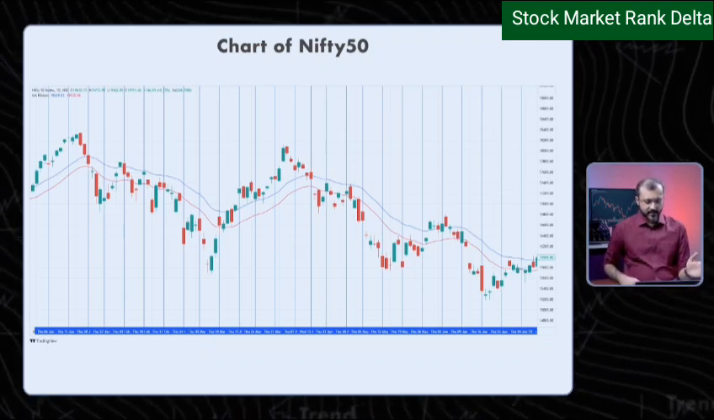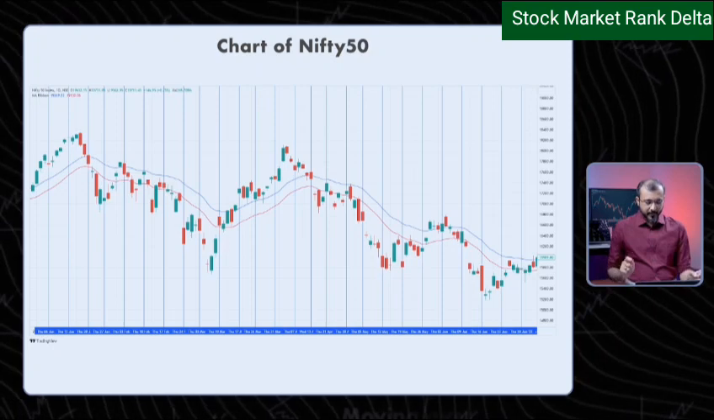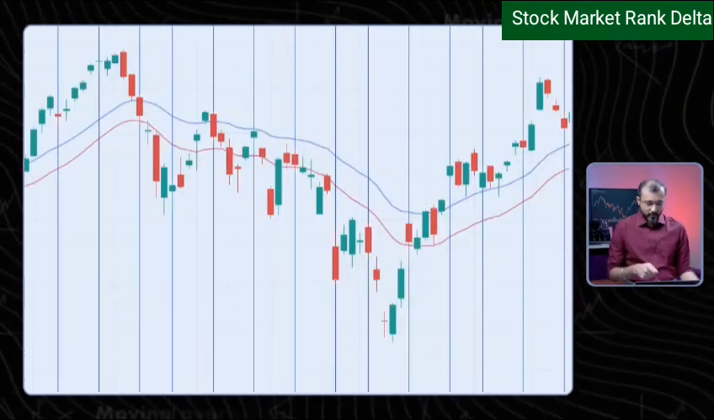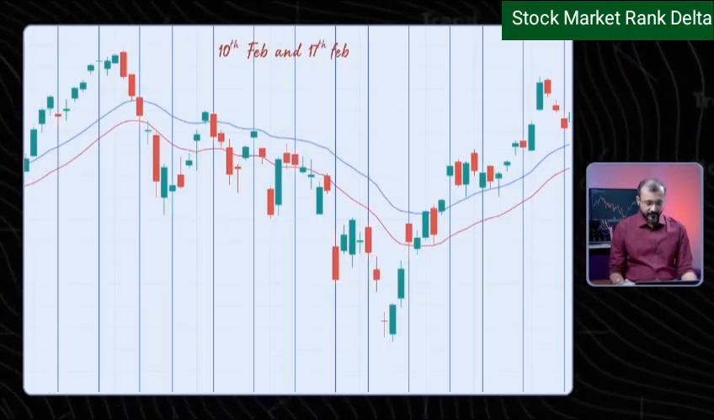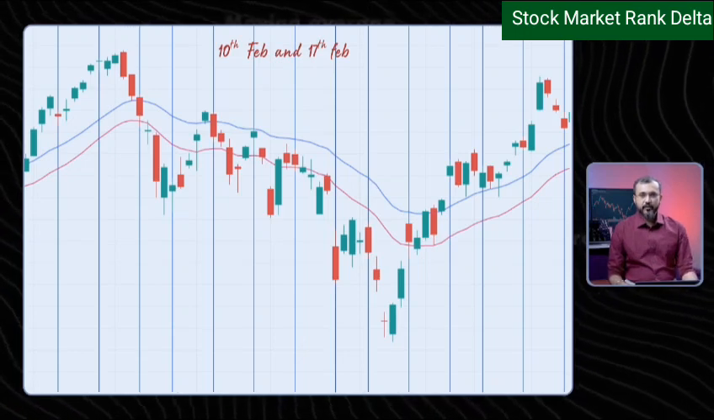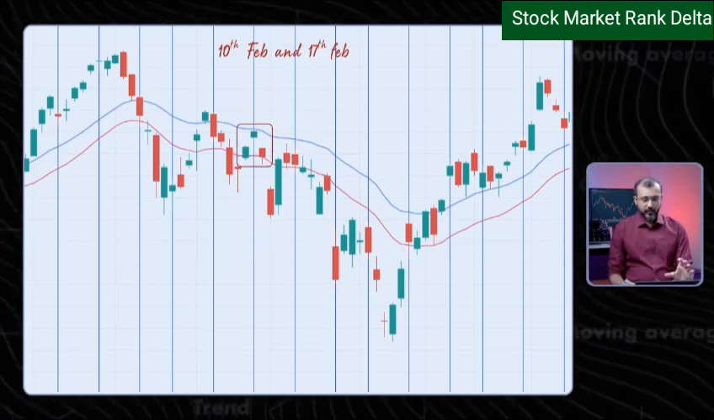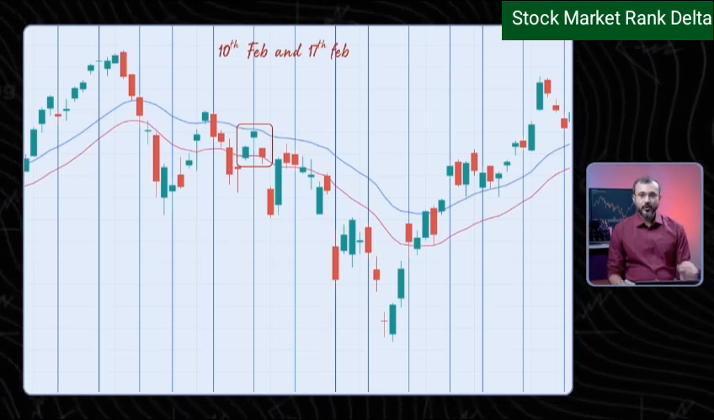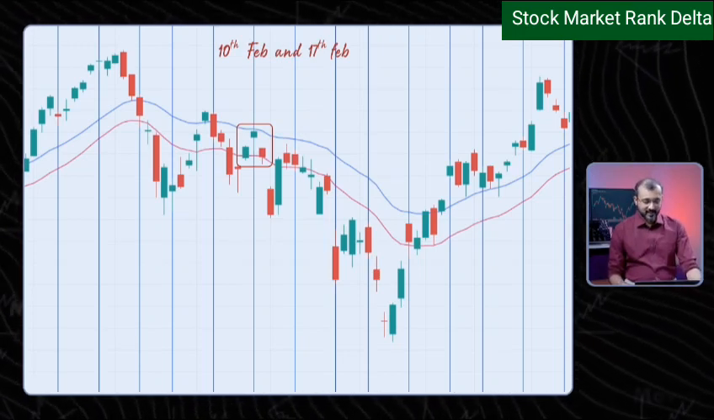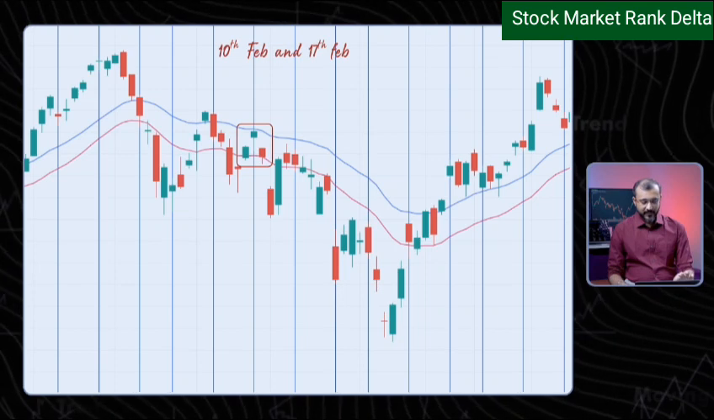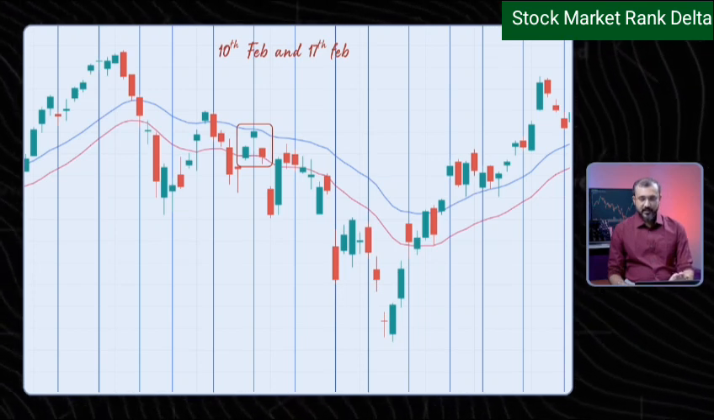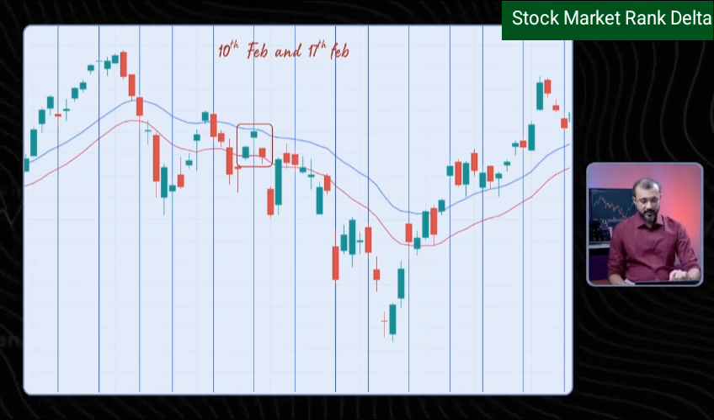The next trade that we see is between the 10th of Feb and 17th of Feb. A market structure high got formed, two bullish candles and one bearish candle. So now we know the range. But there is one more rule. The rule says the price is trading below the moving average and trending bearish.